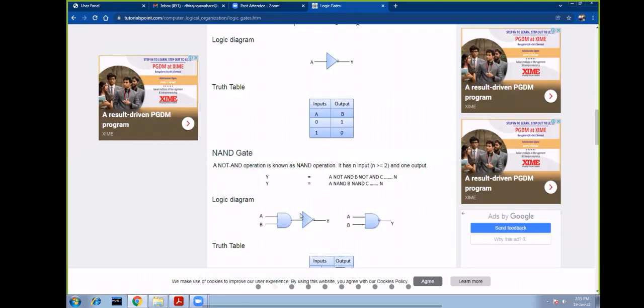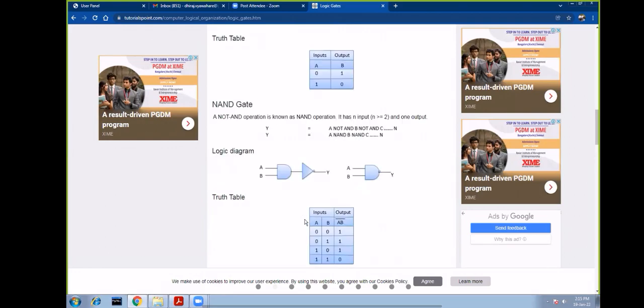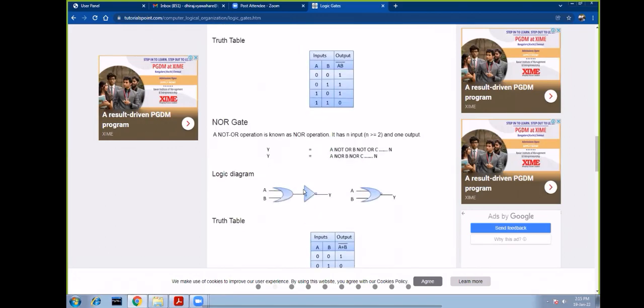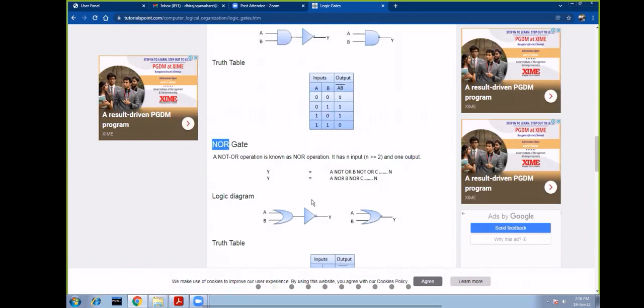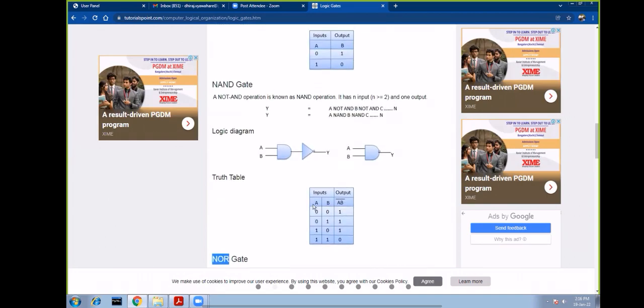When the NOT gate is attached to the AND gate, it will become NAND. AND gate with NOT gate. When we attach the NOT gate with the OR gate, it will become a NOR gate. Okay? How is the NAND gate represented? NAND gate is represented as A dot B bar.